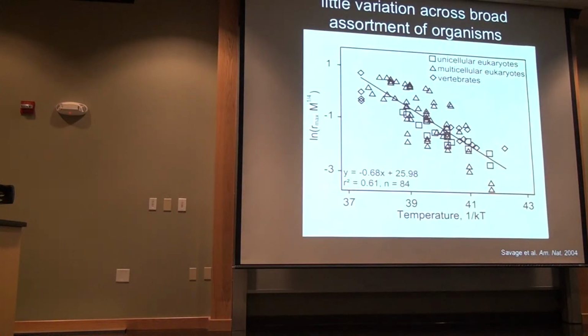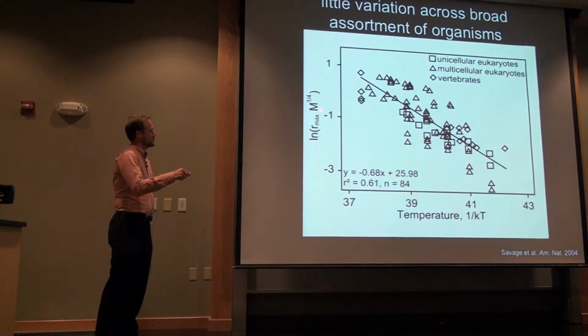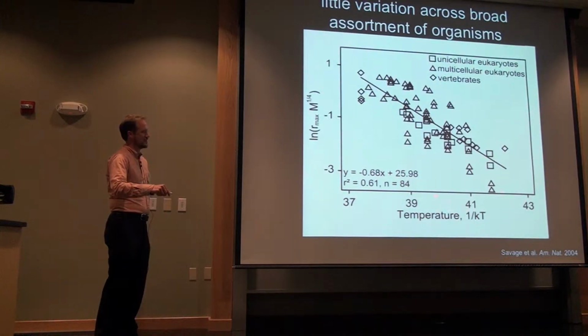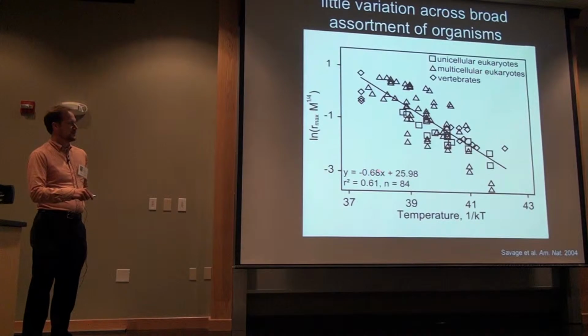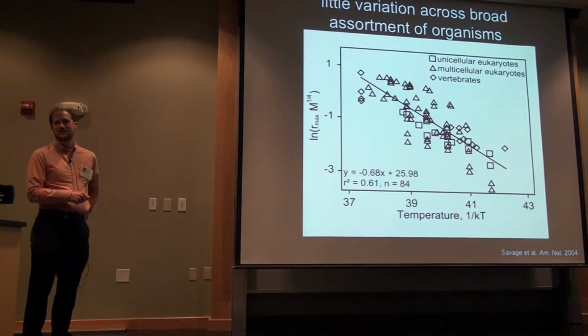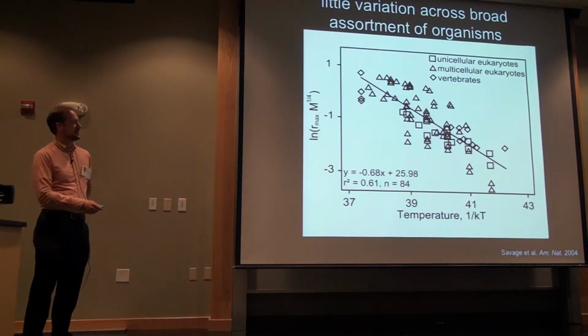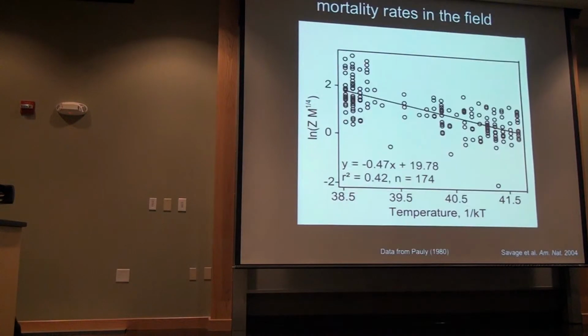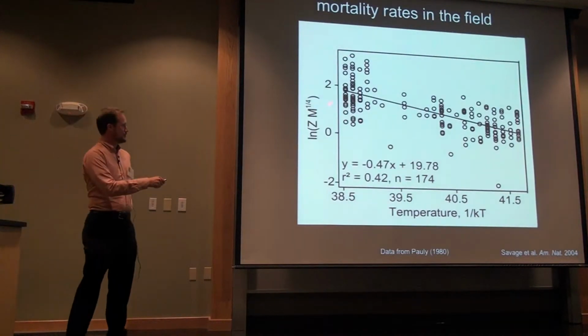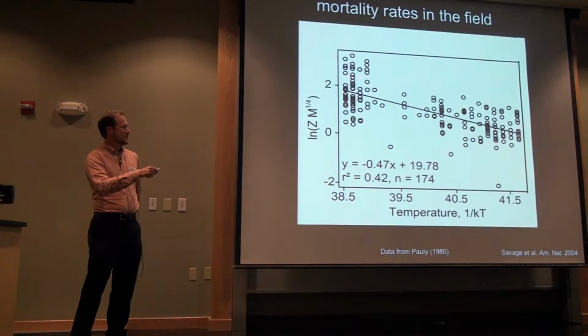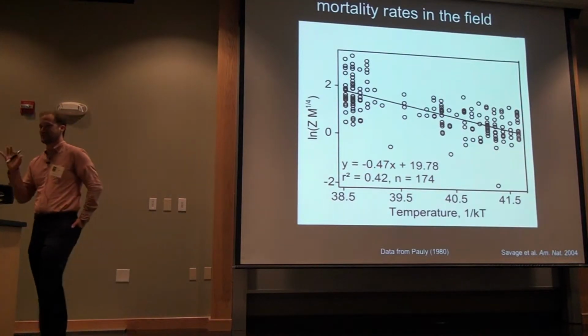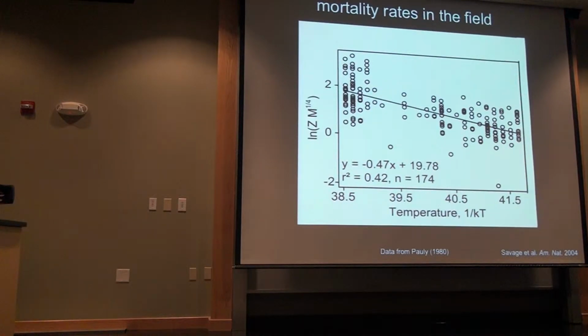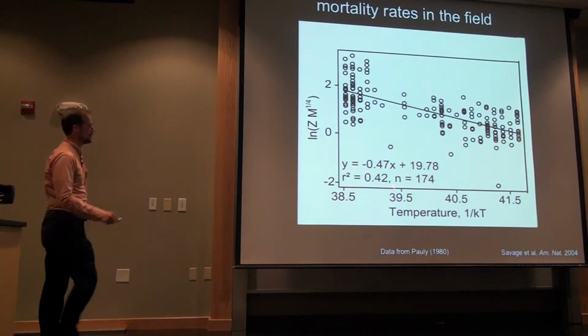And if we look at, for example, population growth rate that's mass corrected versus 1/kT temperature, we get a slope of -0.68, which is very close to what you'd expect from metabolic theory of ecology. It's across lots of different taxa: unicellular eukaryotes, vertebrates, multicellular eukaryotes. And if we look at mass corrected mortality rate versus temperature, we also see a pretty strong correlation, and an activation energy that's a little lower, but still close to the range expected from metabolic theory of ecology.